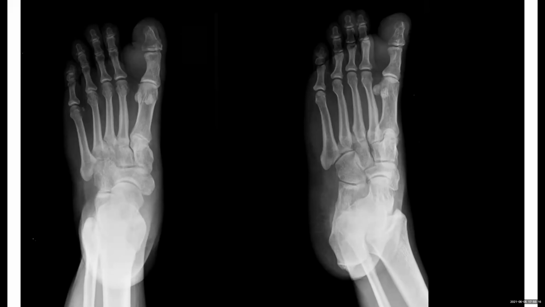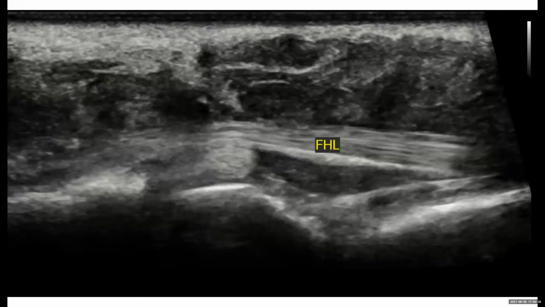Any other modality, ma'am, which can be done? Apart from MRI, any other modality? CT scan. Soft tissue CT scan. Ultrasound. Can we do anything other than CT? Ultrasound. Yeah. I have done an ultrasound, and please see the images of the ultrasound.